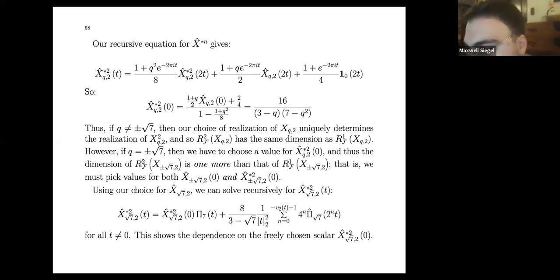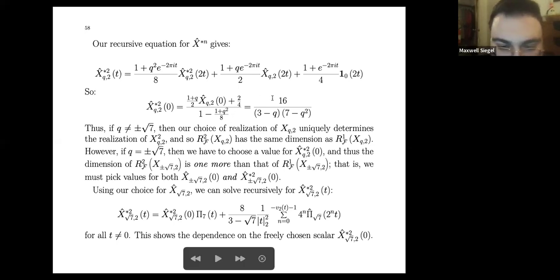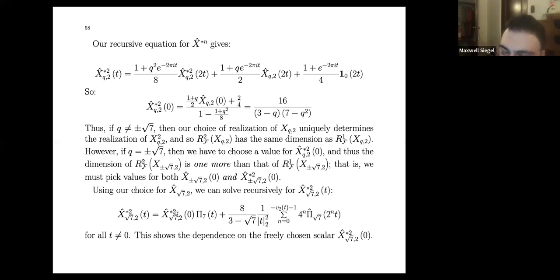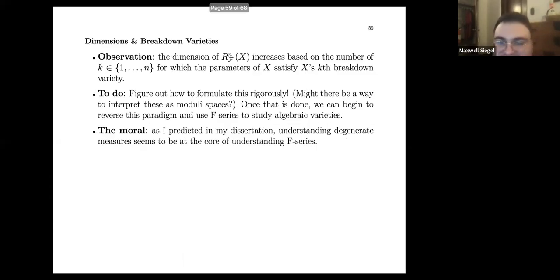Indeed, we can explicitly solve for the Fourier transform of X_{root 7}^2 squared for all non-zero t, and we get the following formula, which clearly shows the dependence on the freely choosable value here, which is the integral of X_{root 7}^2 squared. We then get a second degree of freedom by adding on a multiple of an arbitrary F_{2,q} degenerate measure. Thus, it seems that the dimension of X's nth realization space increases based on the number of k from 1 to n for which X's parameters satisfy its kth breakdown variety.